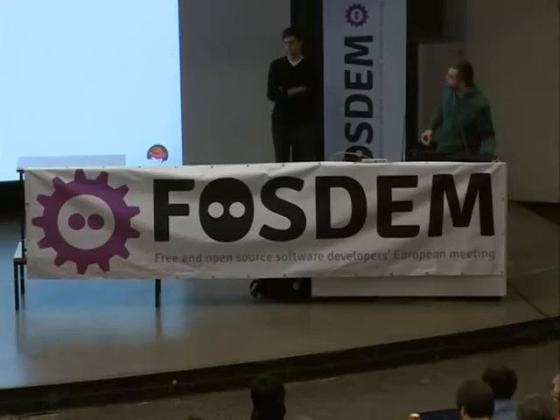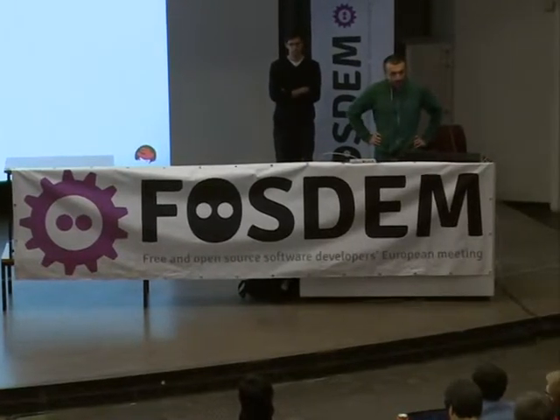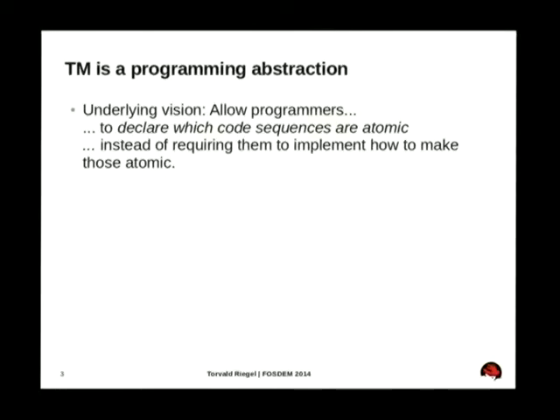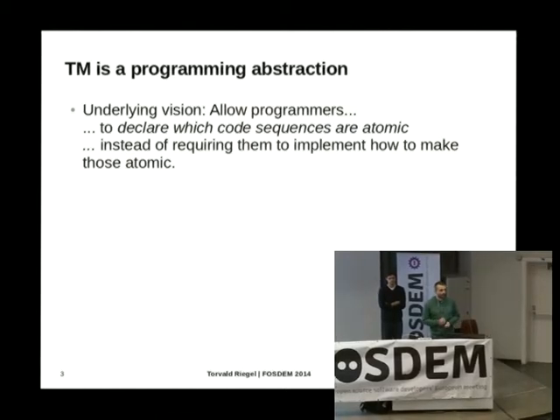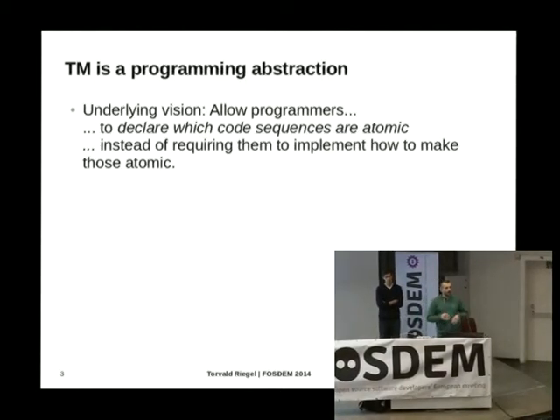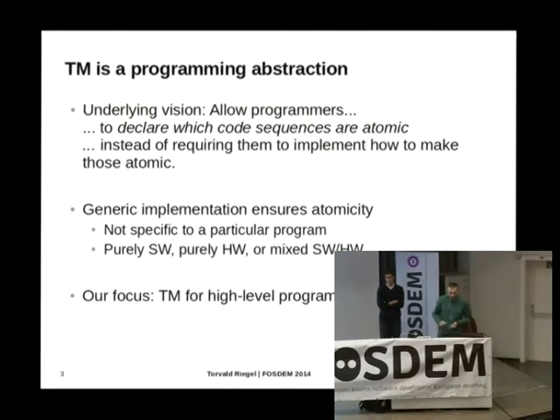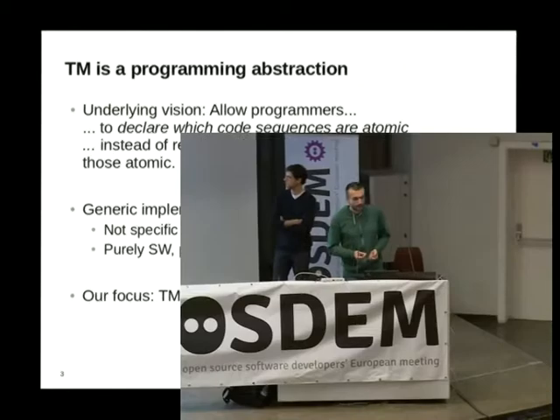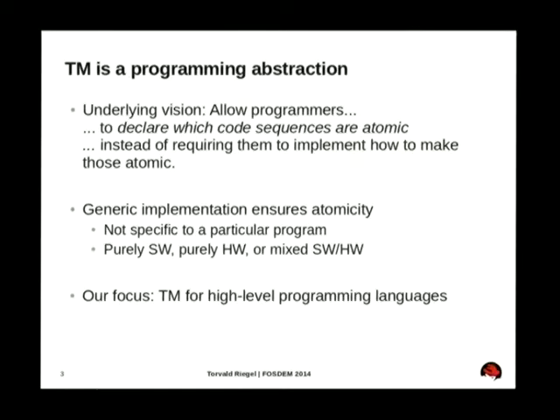So coming back to transactional memory, if you want to remember one thing about it, please let it be this: transactional memory is a programming abstraction, and it allows programmers to declare which sequences of code should be atomic instead of requiring them to implement how this is done. This is the underlying vision. This is what all the different kinds of TM give you. Instead of the programmer, we have a generic implementation that ensures atomicity.